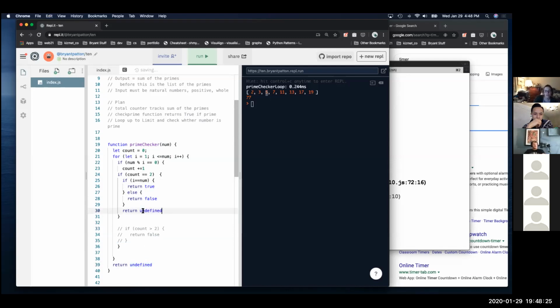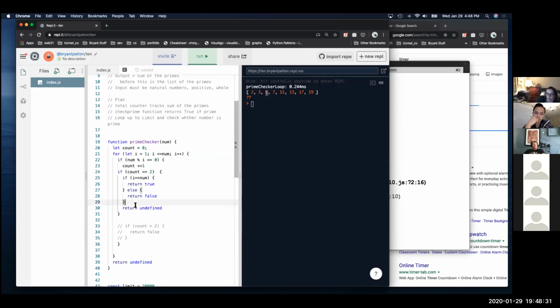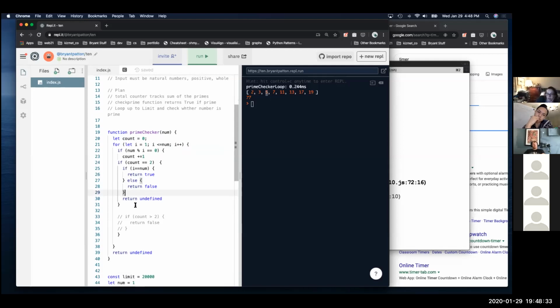What's the undefined for? It shouldn't return undefined ever, but I think it's something they were doing in the Udemy courses, the data structures ones. I think it's just to return something to help your code not be buggy or whatever. Nice.